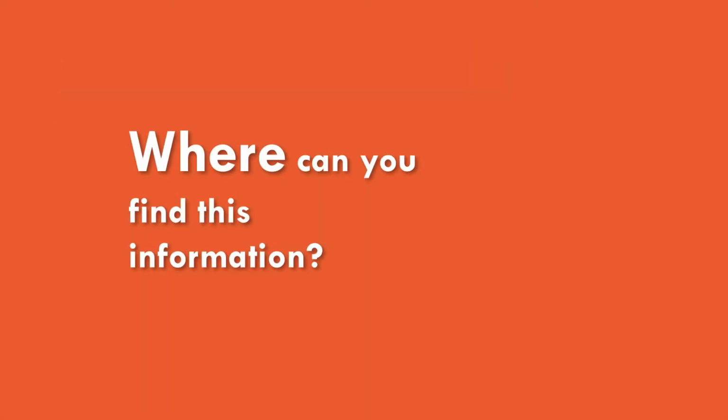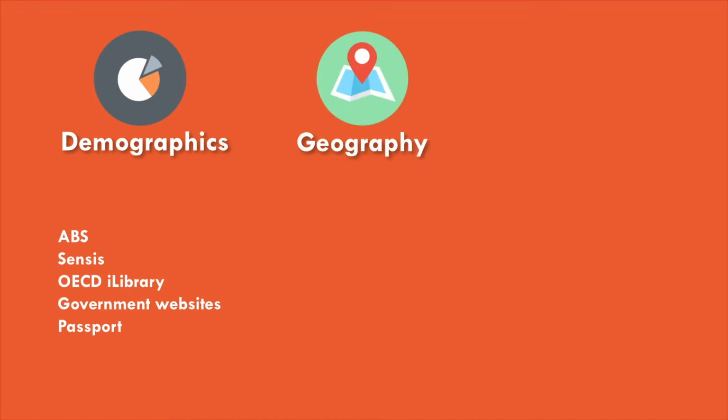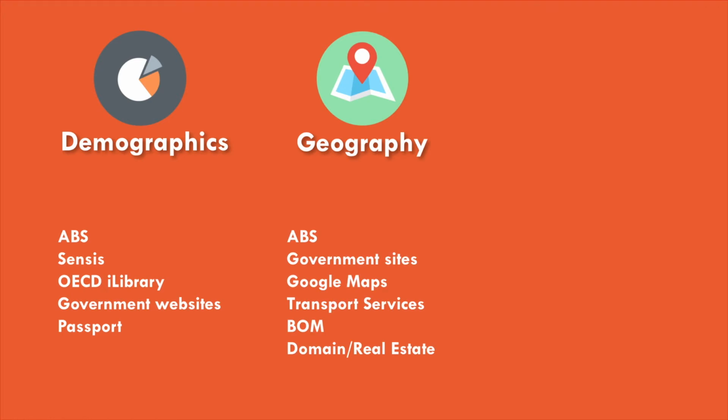So where can you find this information? Well, demographic information can come from sources like the Australian Bureau of Statistics, Census, the OECD iLibrary, different government websites, and Passport. You can get geographical information from the Australian Bureau of Statistics, government sites, Google Maps, transport services, the Bureau of Meteorology, or even sites like Domain or realestate.com.